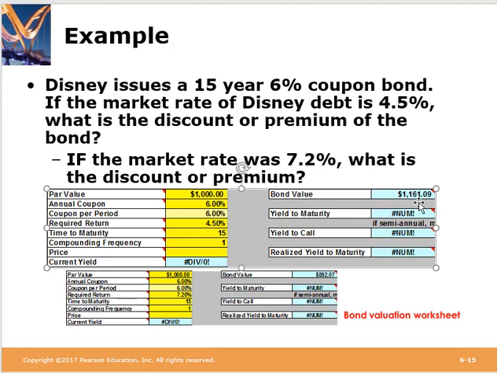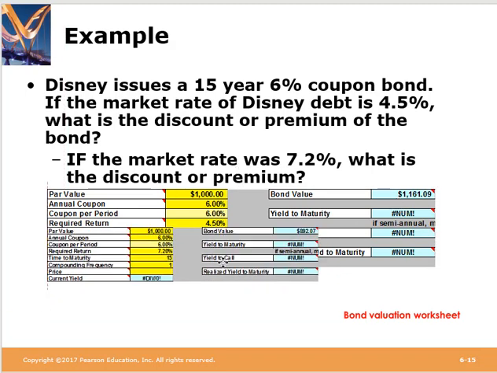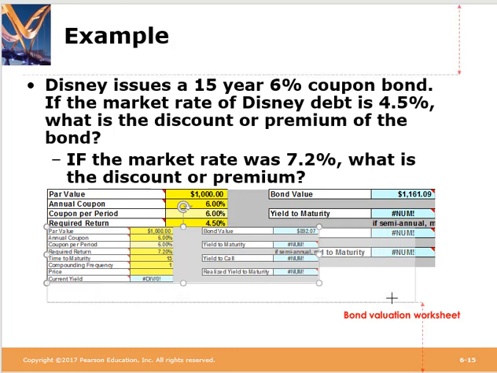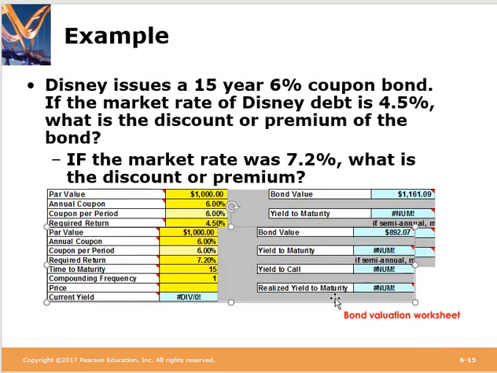That's $161.09 more than its face value, so it's obviously selling at a premium. However, if the market rate increases to 7.2%, the value is going to drop to $892.07, which then is obviously selling at a discount, which is roughly $107.93 below $1,000.